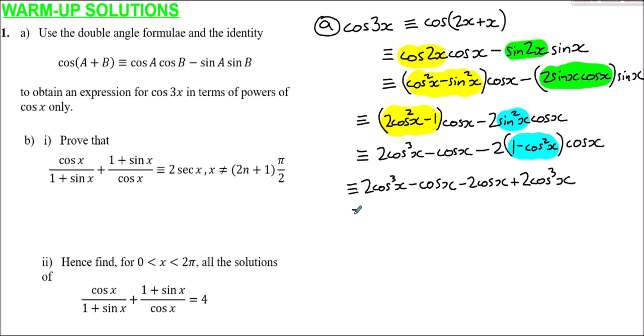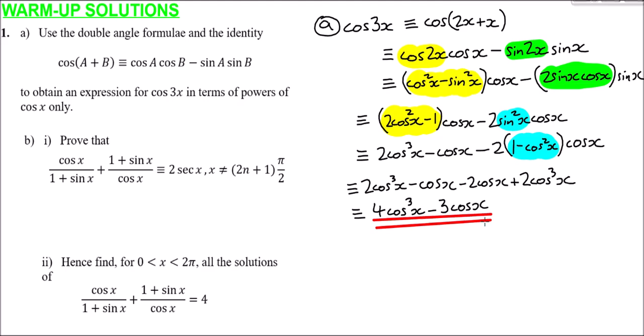Final step, piece all this together. 2 cos cubed plus another 2 cos cubed gives 4 cos cubed x, minus cos x, minus another 2 cosines is minus 3 cos x. That's all in terms of powers of cosine, so I've answered the question, so we can stop there. So that's our expression in terms of just purely powers of cosines.